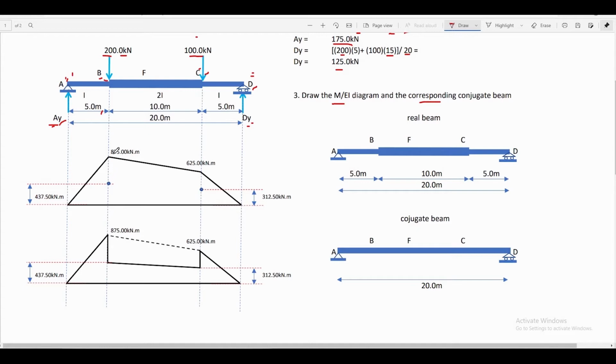So to solve for the maximum ordinate at point B of the beam, that is just equal to the reaction at point A multiplied by 5 meters. 175 multiplied by 5 is equal to 875 kilonewton meter. And for the ordinate of bending moment at point C, that is just equal to the support reaction at point D, which is equal to 125 multiplied by the distance from C to D, that is 5 meters, and it is equal to 625 kilonewton meter. After solving for the ordinates of bending moment at point B and point C of the beam, we can connect them with a line, and here is now our bending moment diagram.